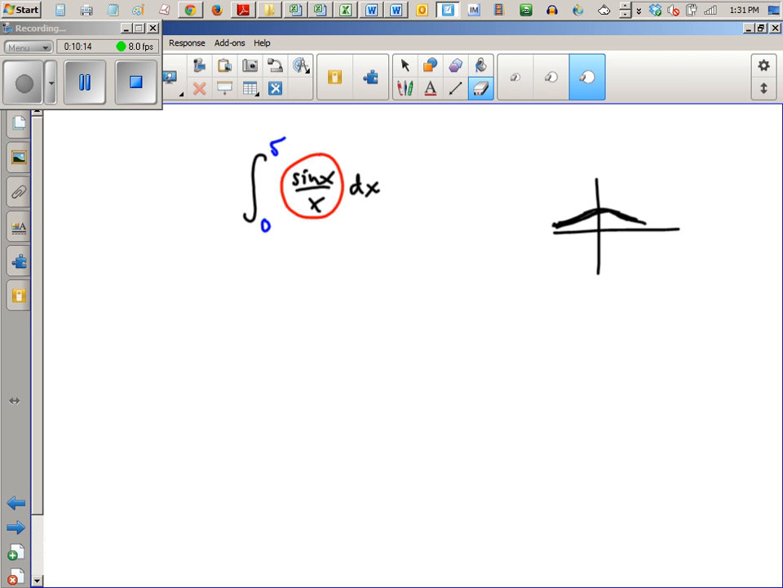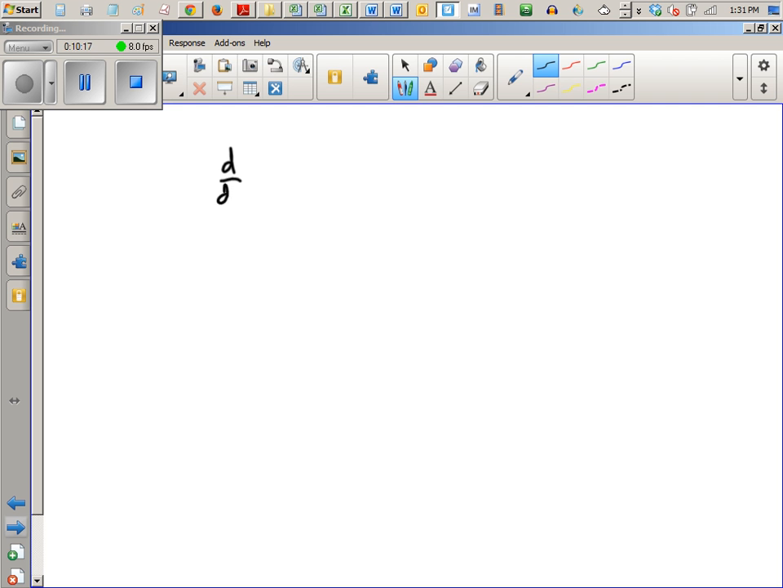All right. Now let's say that you were given something like this, d dx of the integral from a to x of sine t over t dt. This problem we can solve.